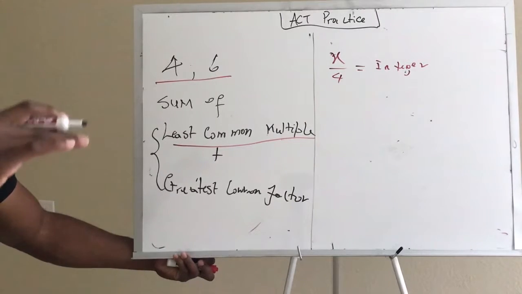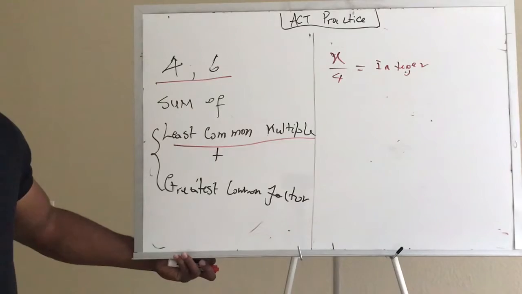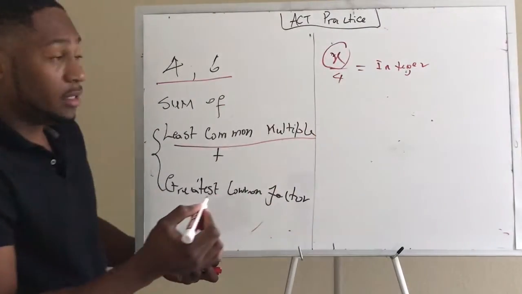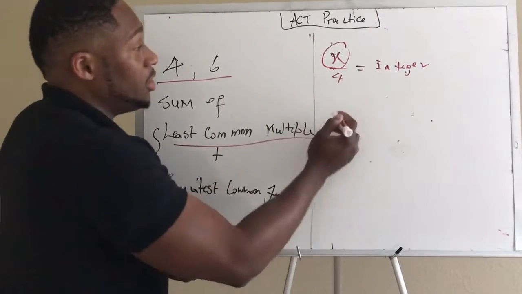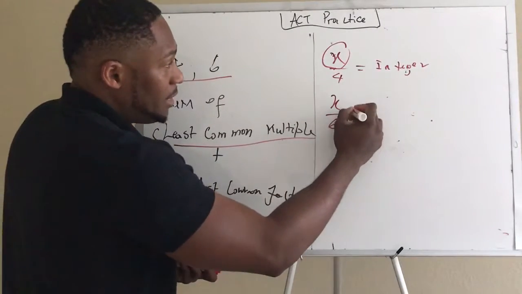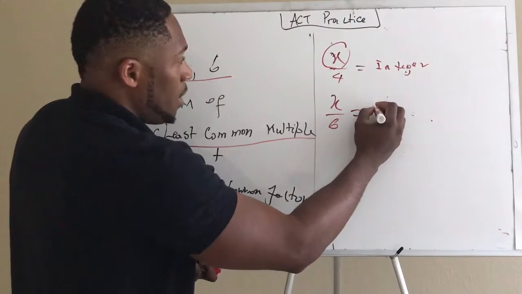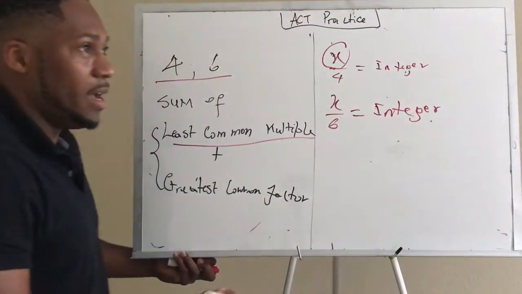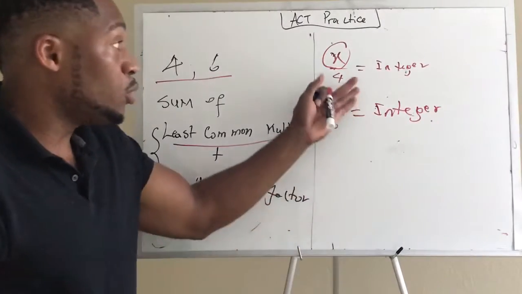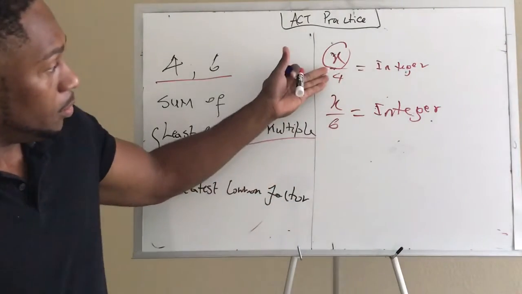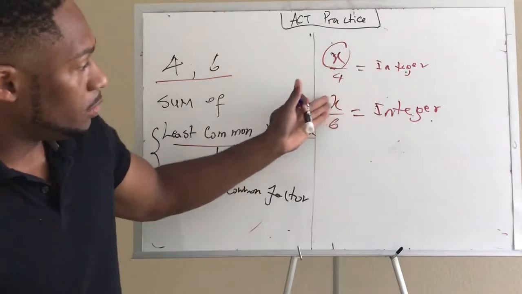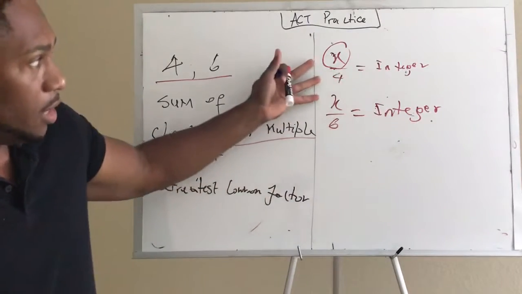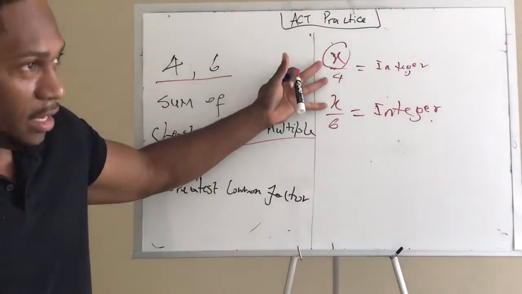1, 2, 3, 17, 45. So that's the number that when you divide it by 4, you get an integer. When you divide the same number by 6, you also get an integer. 24 satisfies this. You divide 24 by 4, you get 6. Divide 24 by 6, you get 4. There are other numbers that satisfy this, like 48.